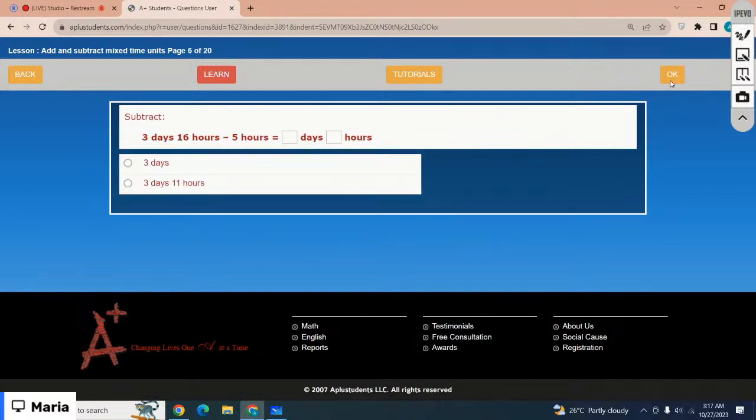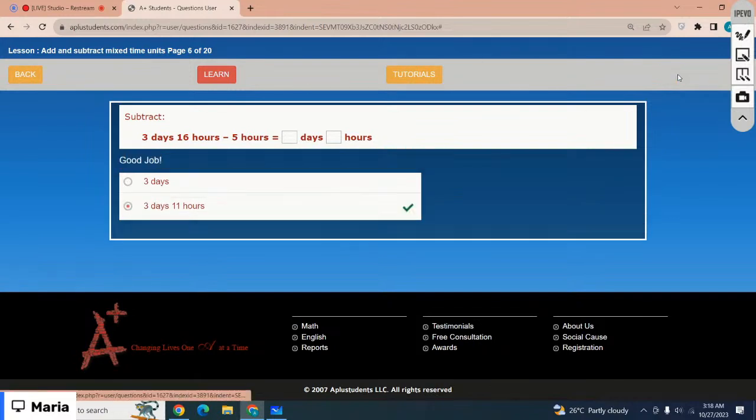Okay, the next one is 3 days 16 hours minus 5 hours. So which is the correct option? The correct option is, yes, that is 3 days and 11 hours. The correct option is 3 days 11 hours.